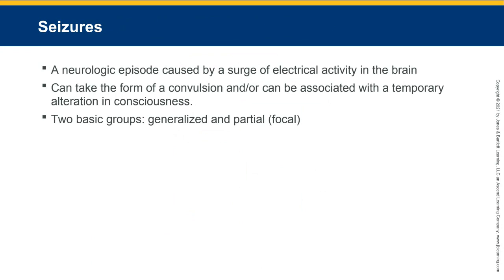Now let's look at seizures. A seizure is a neurologic episode caused by a surge of electrical activity in the brain. It can take the form of a convulsion and/or can be associated with a temporary alteration in consciousness. There are two basic groups of seizures. It can be generalized, which used to be called a grand mal seizure, or it can be partial focal, which used to be called a petit mal seizure.